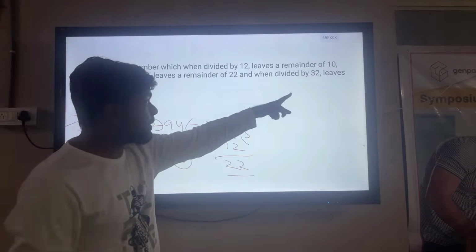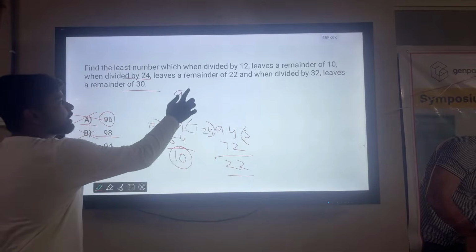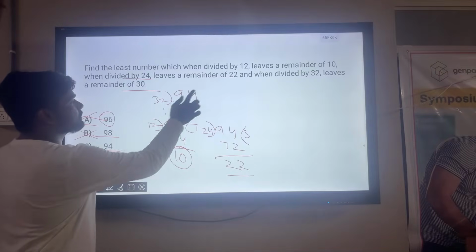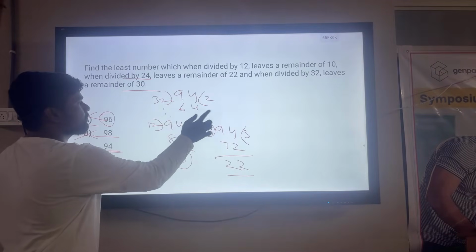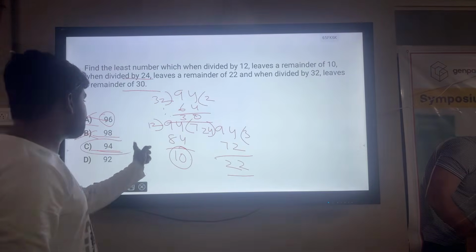And when it is divided by 32, it gives the remainder 30. 94 divided by 32, 32 twos are 64. What is the remainder? 30. Yes, C is the perfect answer.